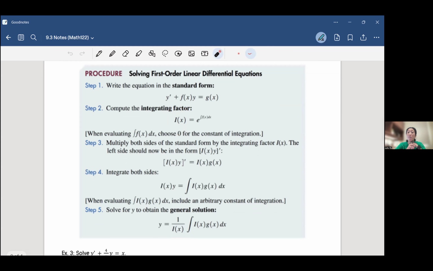Step three, we're going to multiply both sides of the equation by the integrating factor. Then we're going to integrate both sides. At this stage, this is when we're going to start to see that product rule we talked about in the other video. The product rule is going to be super helpful in steps 3 and 4. Okay? Last step, we're going to solve for y to get a general solution for our first order linear differential equation. All right, let's try it out.